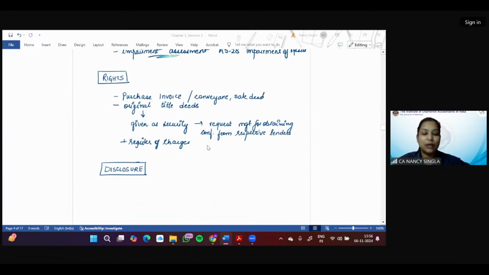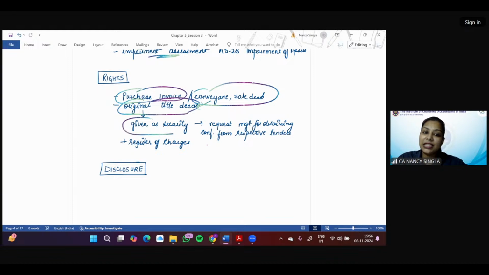Now, with respect to rights, you have already answered that the auditor will consider the purchase invoices with respect to your plant and machinery, furniture, fixtures, vehicles, computers, and the conveyance or sale deed with respect to your land and building. And he'll see whether these are original title deeds. So if we talk about land and building, whether these are original or not.